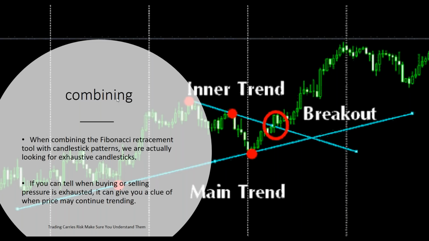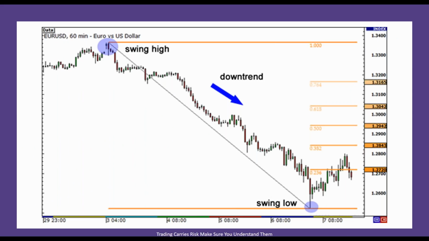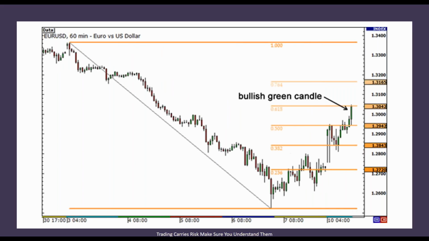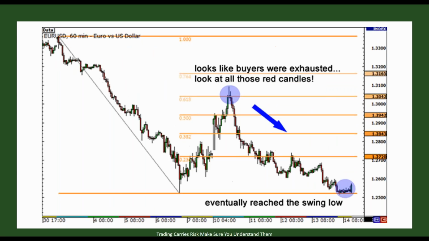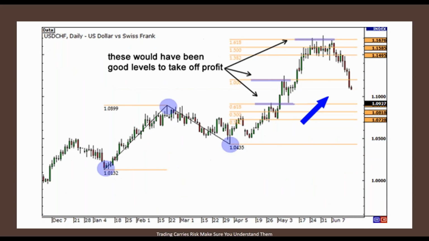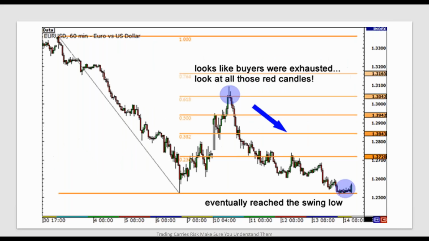So when combining the Fibonacci retracement tool with candlestick patterns, we are actually looking for exhaustive candlesticks. If you can tell when buying or selling pressure is exhausted, it can give you a clue for when price may continue trending. So Fibonacci levels work extremely well with candlesticks if you understand how to use the candlesticks, combine them, and how to interpret and read them.